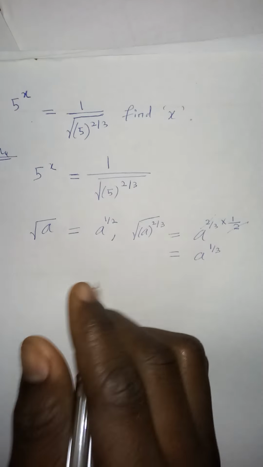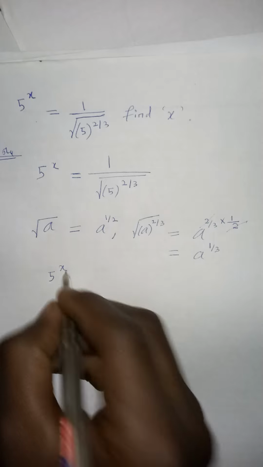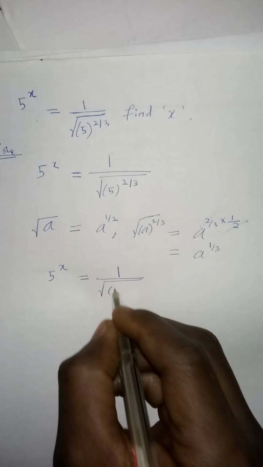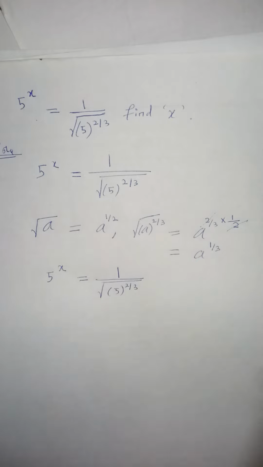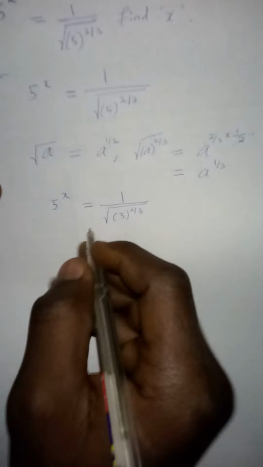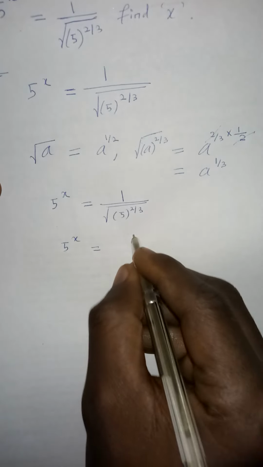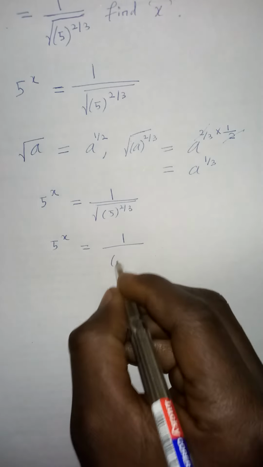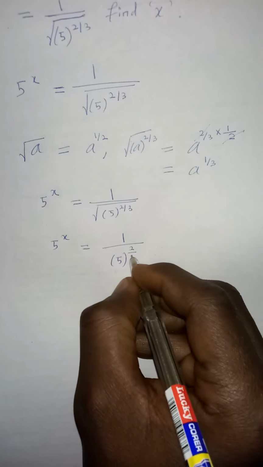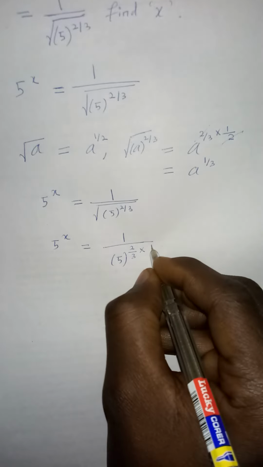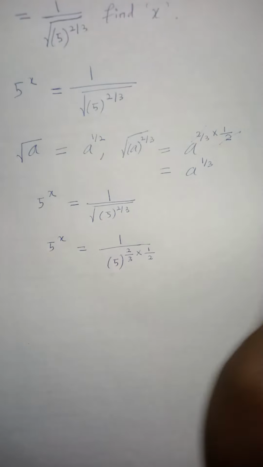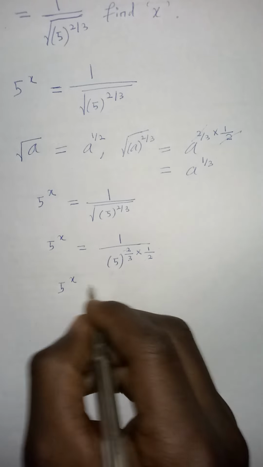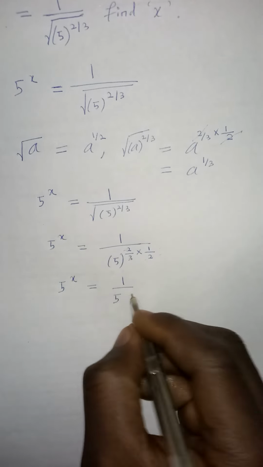So now we have 5 raised to power x is equal to 1 over the root of 5 raised to power 2 over 3. Coming back to the power, here is going to be 5 raised to power 2 over 3 multiplied by 1 over 2, from this rule. Now these two can cancel, so we are left with 5 raised to power x is equal to 1 over 5 raised to power 1 over 3.